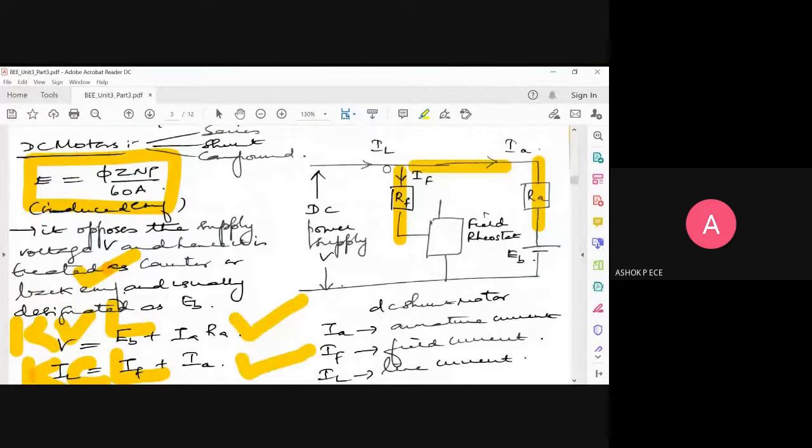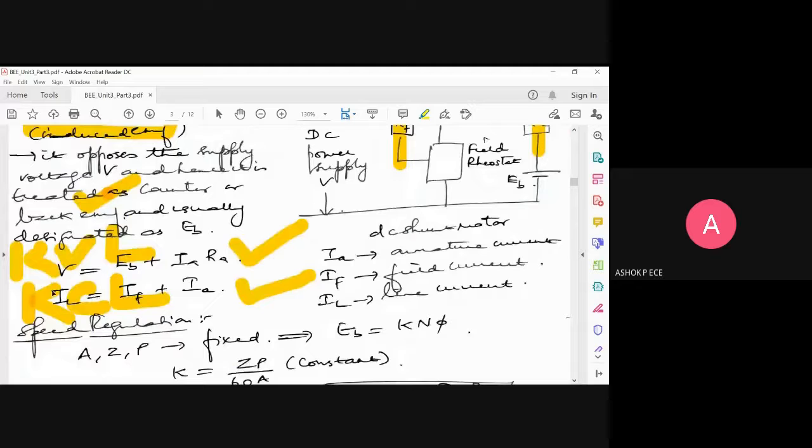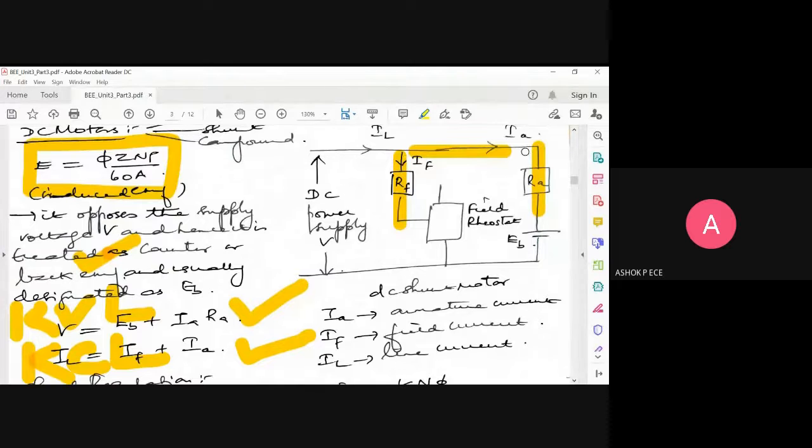For the series motor, all the currents will be the same, because the current in the field winding is in series with the armature, right? So IL will be equal to IF will be equal to IA for a DC series motor. For the shunt motor, because RF and RA are parallel, the total current will be splitting into two, maybe not equal halves, into IF and IA. From the diagram, I can clearly say that.